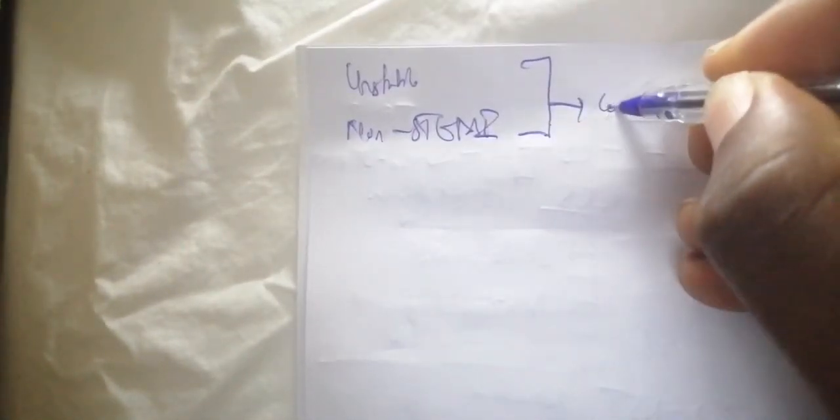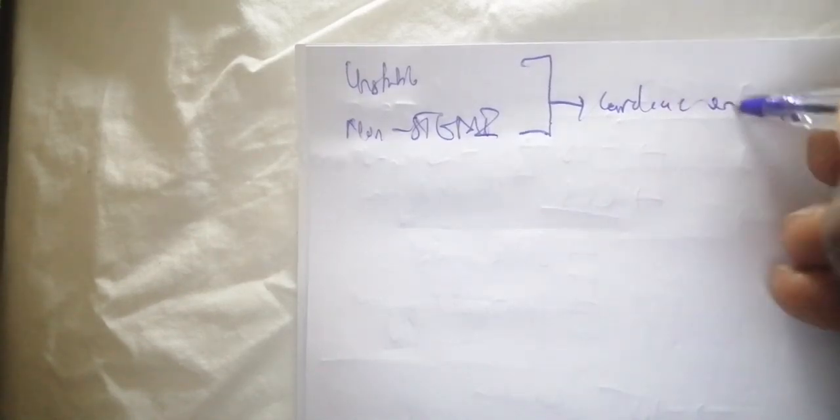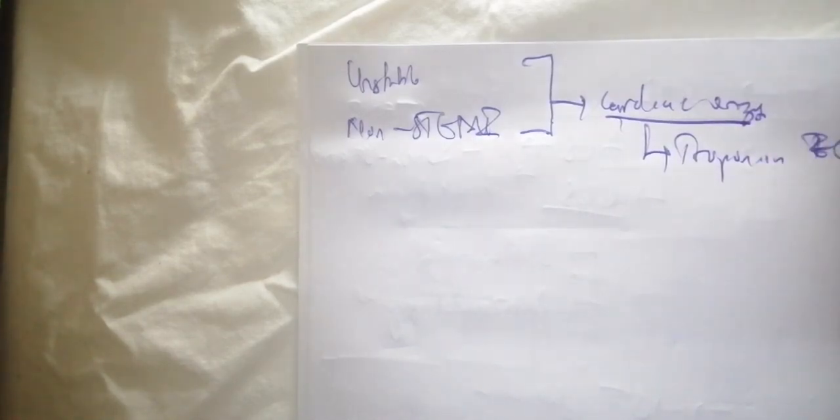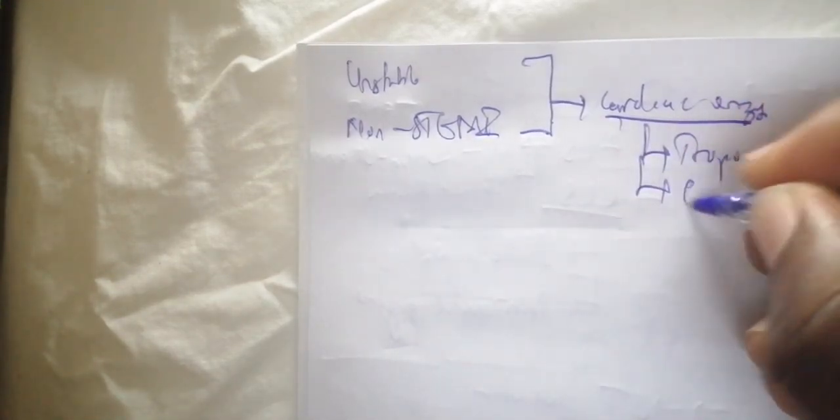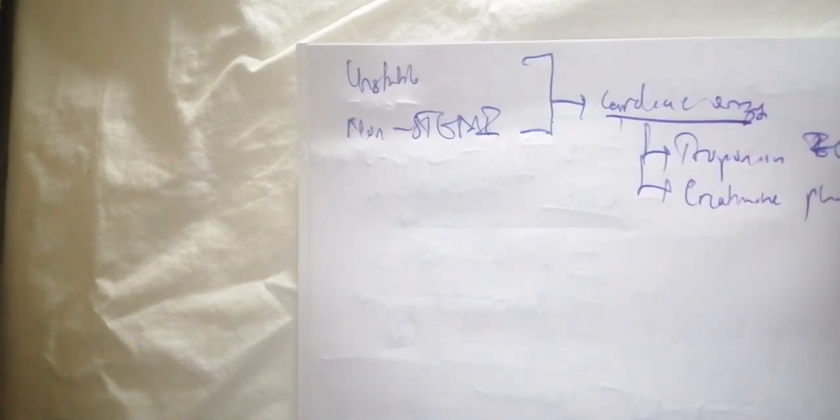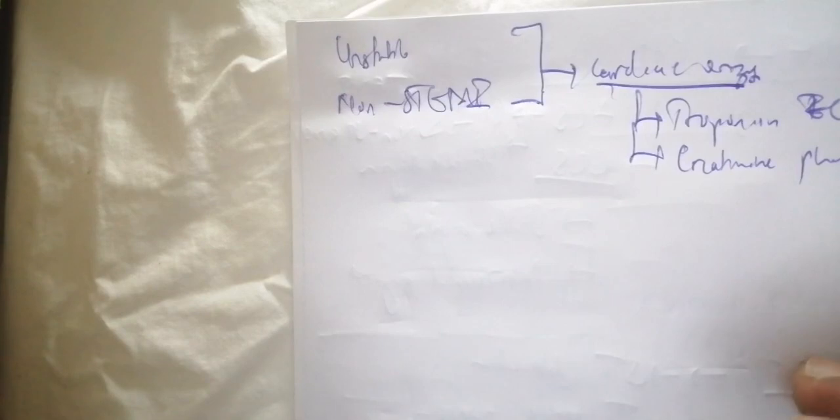Is it clear? Unstable angina from a non-stable. Now, unstable angina and non-STEMI, in order to distinguish them, you have to measure the cardiac enzymes. Is it clear? Examples of cardiac enzymes are troponin I and T, and creatine phosphokinase. Is it clear? So those are different cardiac enzymes that can be measured.